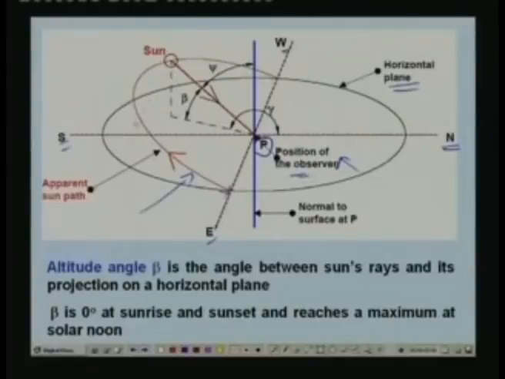This is for a particular day. This path is not constant; it varies from day to day. So, for a particular day, let us say that this is the sun path. It rises in the east and it sets in the west.